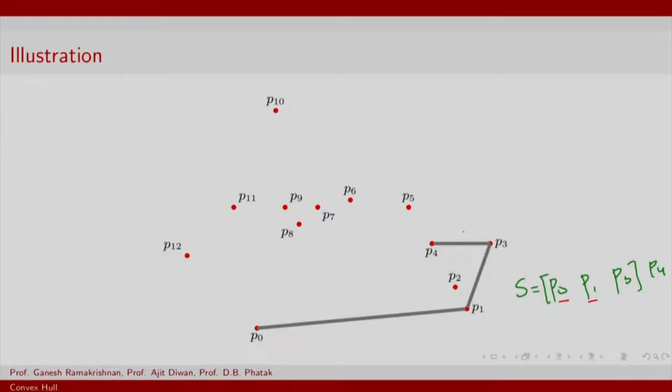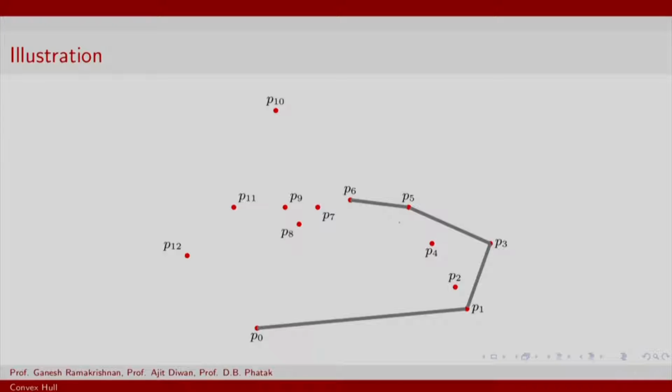What about P4? Well, we find that P4 simply cannot be a part of the convex hull because it is actually in the interior of the convex hull by virtue of this P5 being counterclockwise rotated from P3 with respect to P4. So we drop P4, include P3, move on to P5.